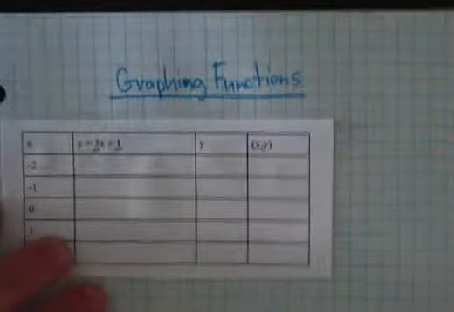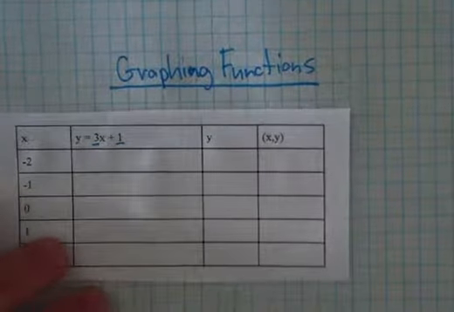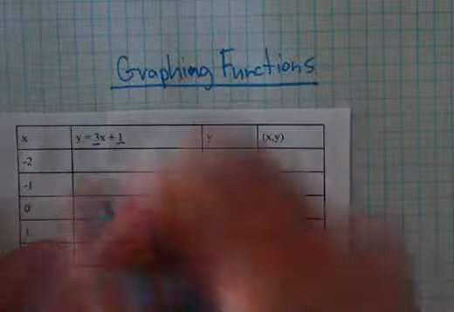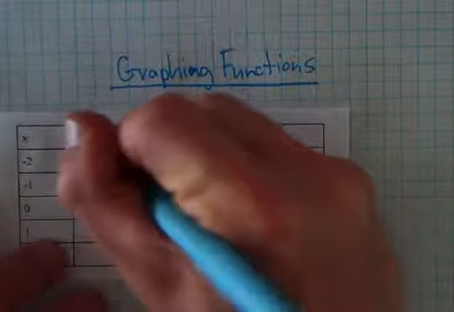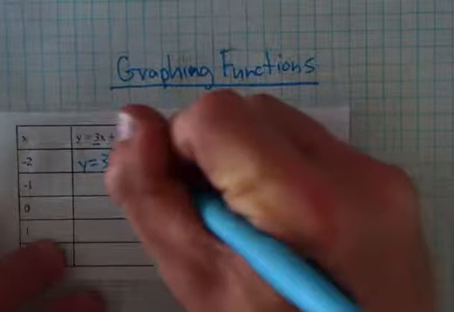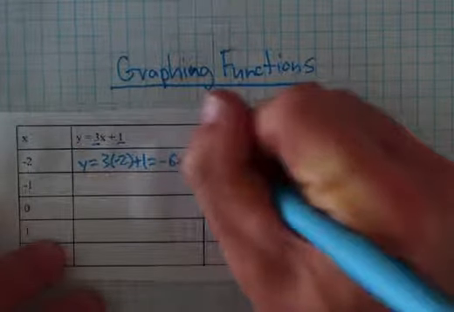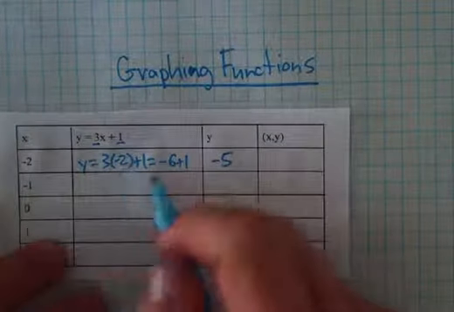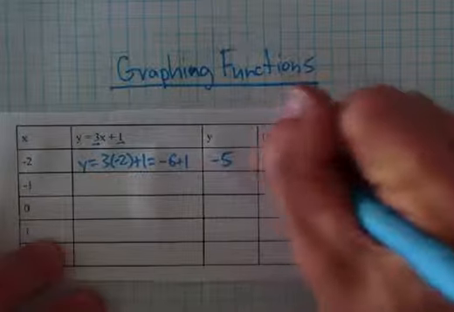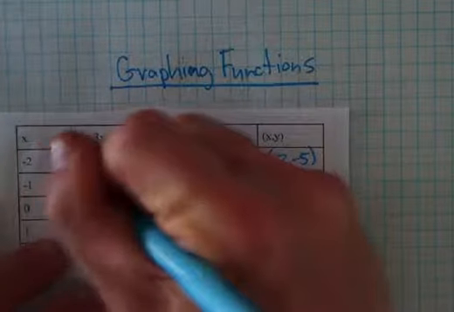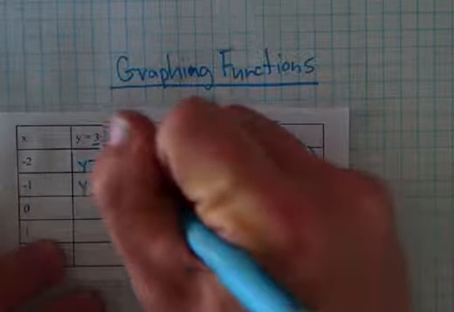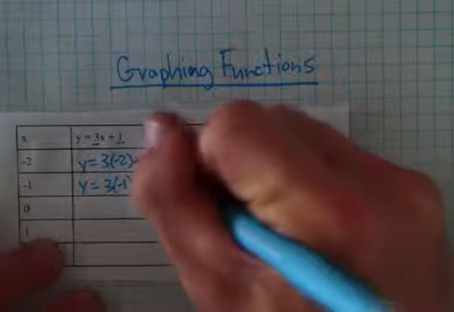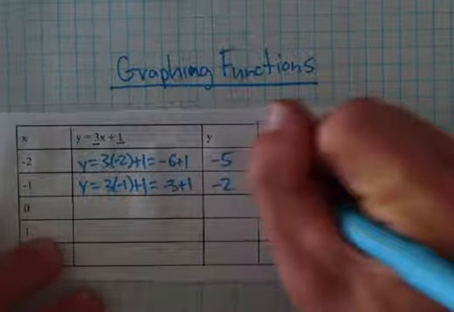Well, if I zoom in a little bit, we've got y equals 3x plus 1. So y equals 3 times negative 2 plus 1, which equals negative 6 plus 1, which equals negative 5, right? So we get negative 2, negative 5. Y equals 3 times negative 1 plus 1, which equals negative 3 plus 1, which equals negative 2. So negative 1 comma negative 2.